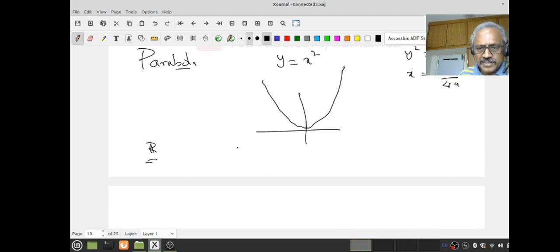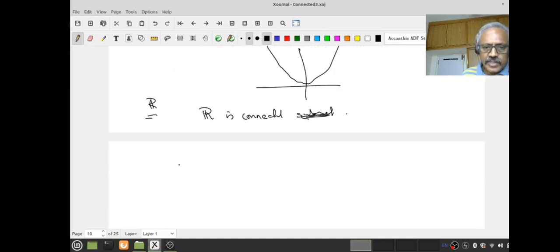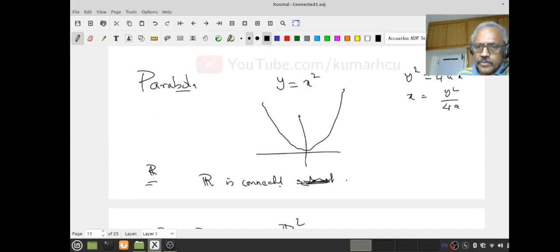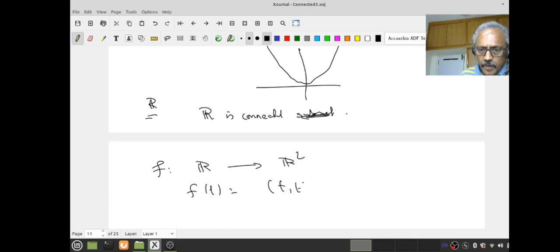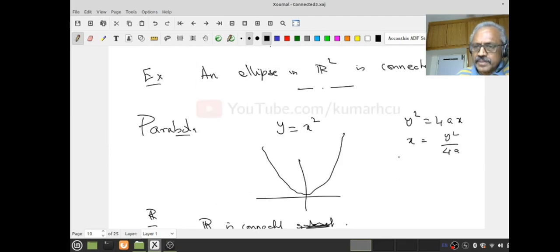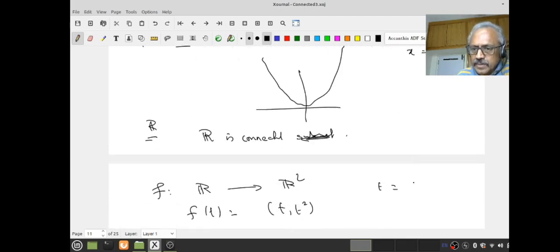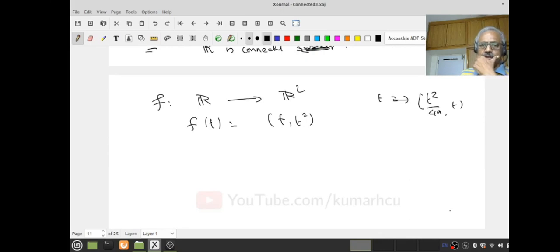Intuitively, it should be clear what connected set I want to look at. We know that R is connected with the usual topology. Therefore, what is the map I will think of? f from R to R2 given by f of t equals (t, t squared), for y equals x squared. In the other case, I will think of the map as t going to (t squared by 4a, t). This is a map f from R to R2, and this is continuous.